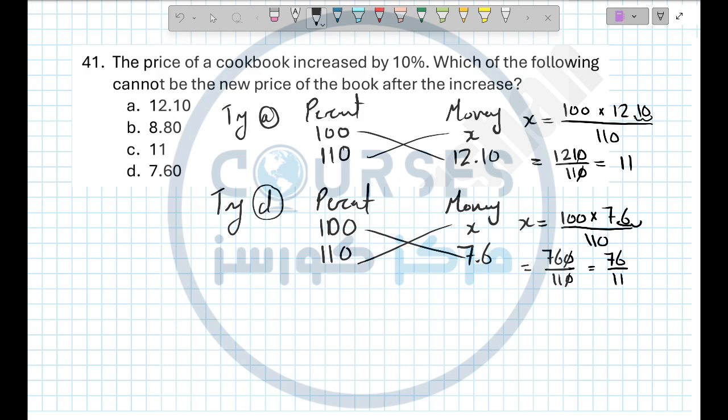76 isn't divisible by 11, so this indeed is the number that can't be the price of the book. So the answer is D. Why? Because these aren't divisible.